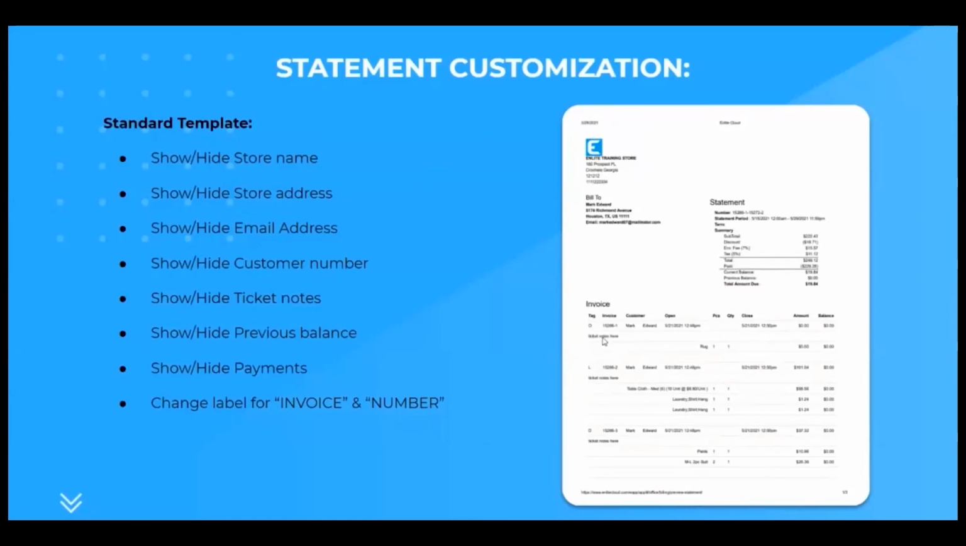You can show or hide the previous balance. I will show you that later in the POS. Also the payments. You can also change the label for the invoice, the one that is showing here, invoice. You can change this label. Also the number, which is here.